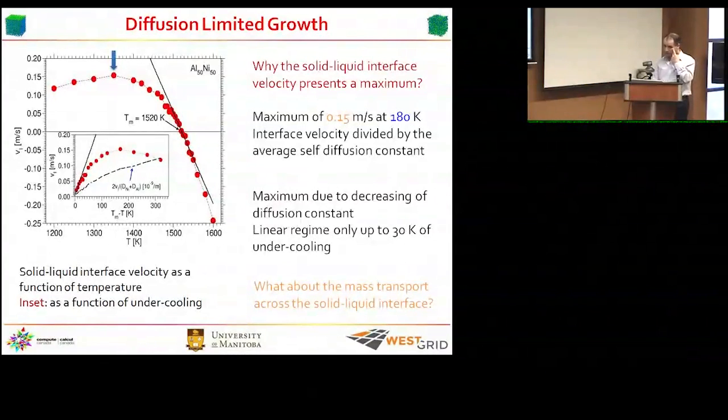Now, how to explain this? If you represent the interface velocity determined from the previous simulation, there is a maximum. So where does this maximum come from? In this particular system, we have two atoms. So for example, if I take my data and divide all the data by the average diffusion constant, we see that this maximum disappears. So this maximum is related to the diffusion.